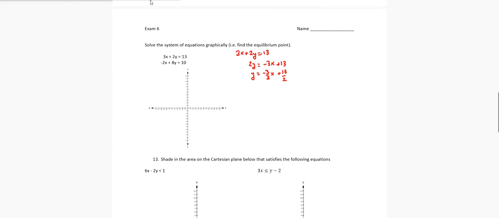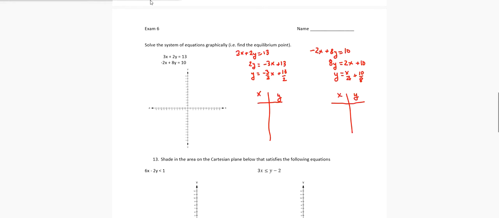Okay, that's the first. So I'm going to set a table up for the results here, so I can plot this. Okay, and then the second one is minus 2x plus 8y equals 10, and then 8y equals 2x plus 10, so y equals x over 4 plus 10 over 8. Could I have made it any more awkward? Possibly not.